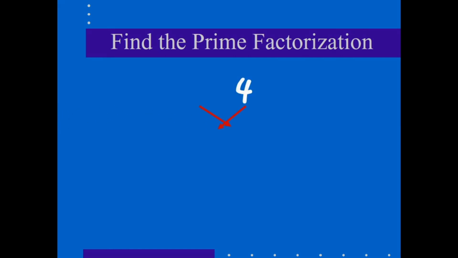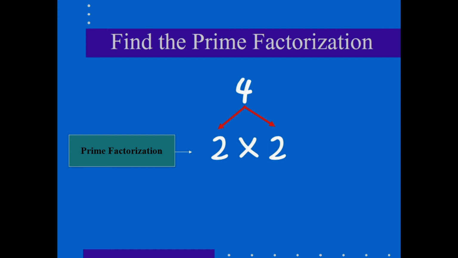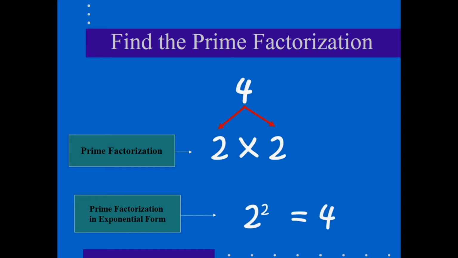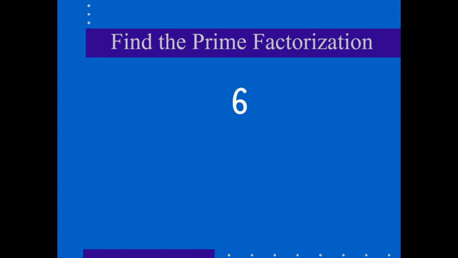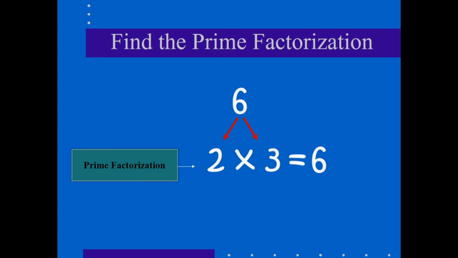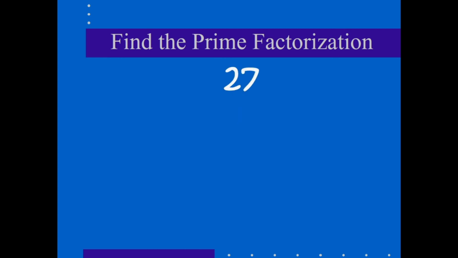4. The factors are 2 times 2. 2, it's already a prime number, therefore, it is considered prime factorization. It can be written also like this, exponential form, 2 squared equals 4. Another one, 6. The factors of 6 are 2 times 3. 2, it's already a prime number. At the same time, 3, it's already a prime number. Therefore, it is prime factorization.